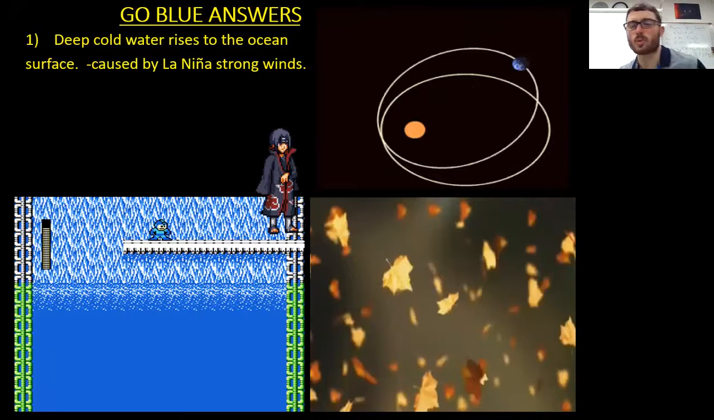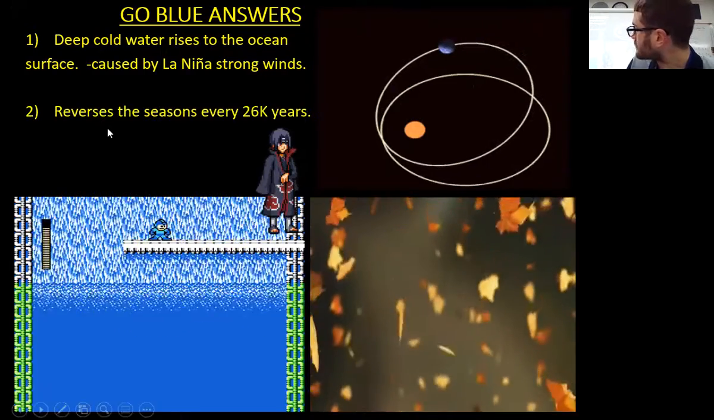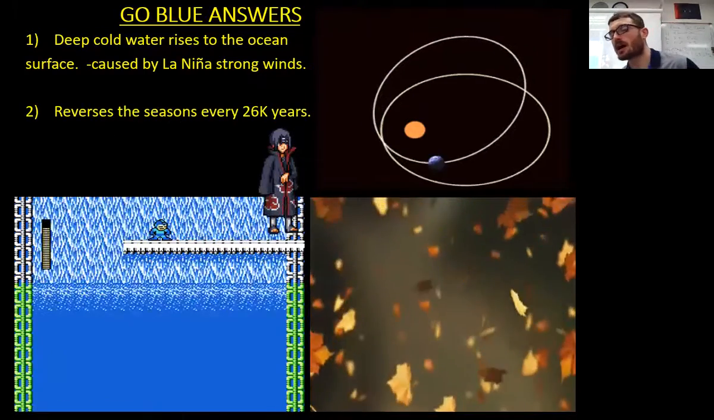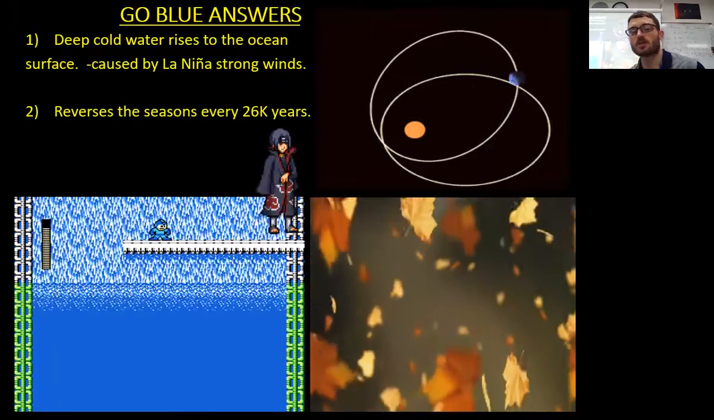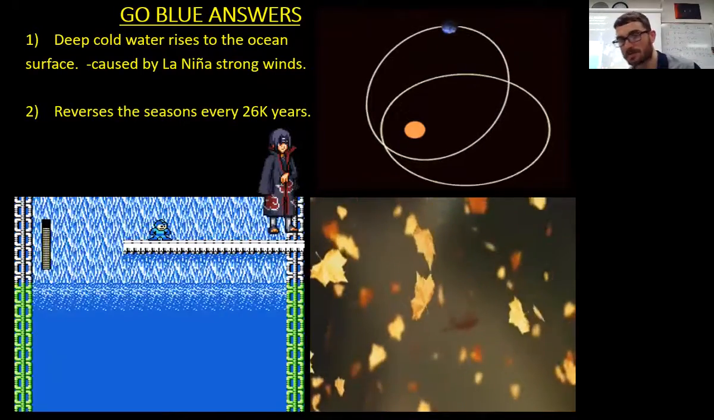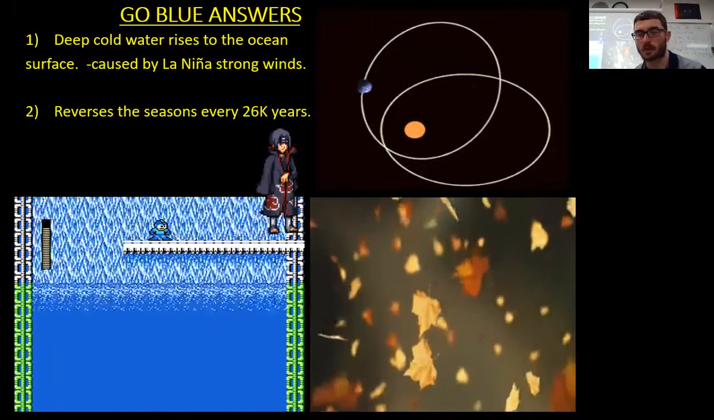Okay, how does Earth's wobble impact climate? We all know the tilt causes the seasons, but the wobble is going to reverse the seasons. Every 20,000 or so years, we see, again, the winter months switch with the summer months in both hemispheres, the north and south.